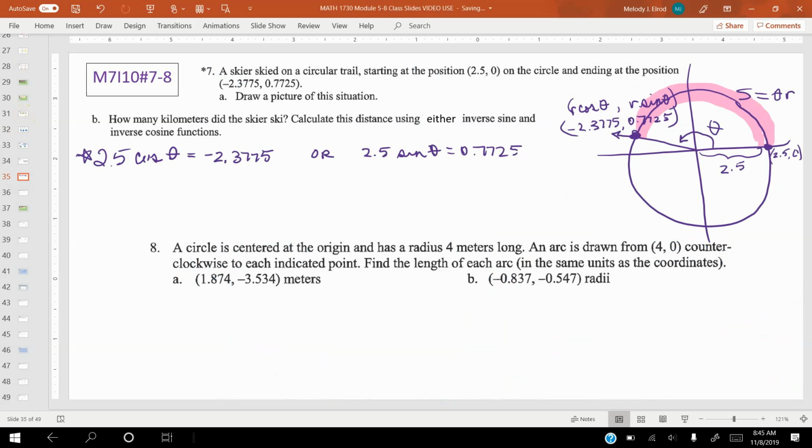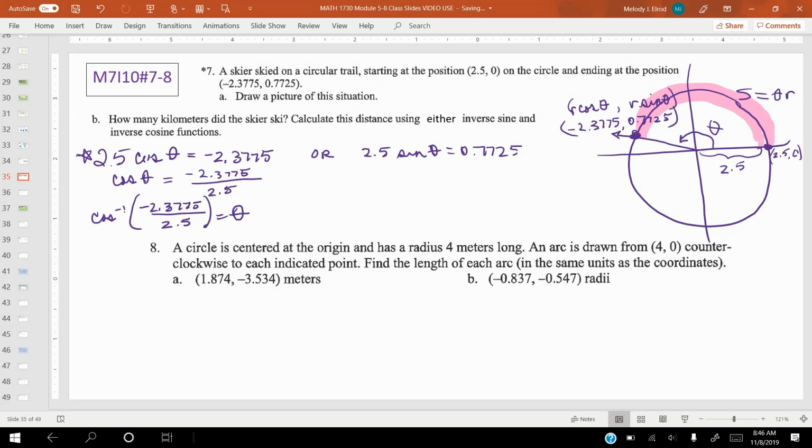If I divide both sides by 2.5, I've got cosine of theta is equal to negative 2.3775 divided by 2.5. Then I can say the inverse cosine of negative 2.3775 over 2.5 should be the angle that I want.